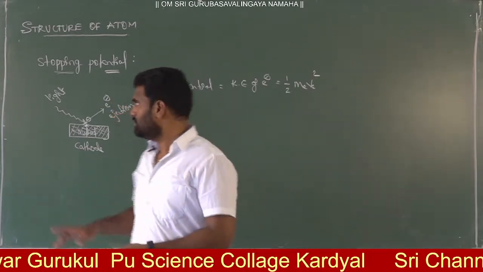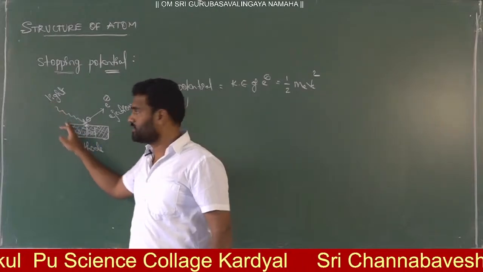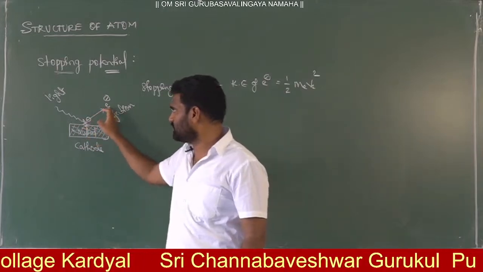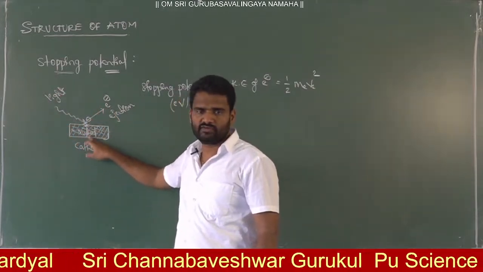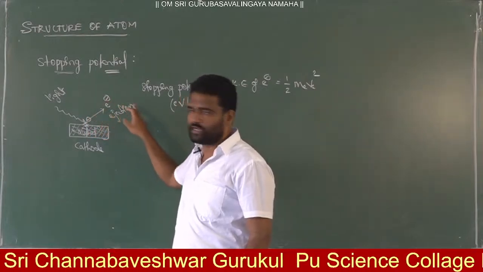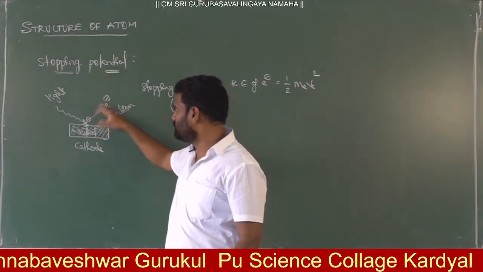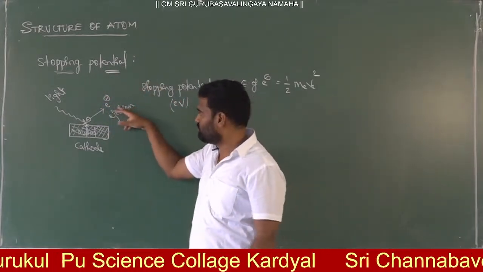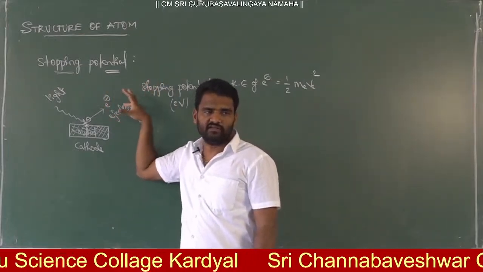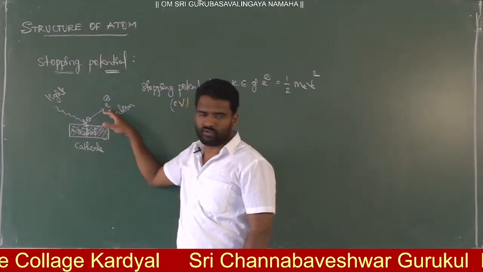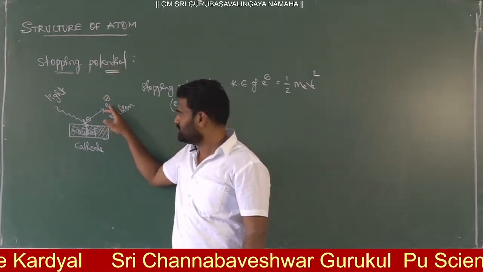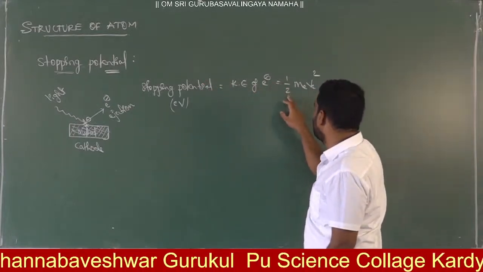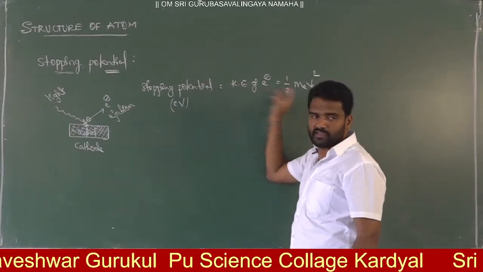Next one: stopping potential in the photoelectric effect. After passing the light, the electron will be ejected. After ejection, the energy in excess of the work function is converted into kinetic energy. Now, if I want to stop this electron motion, I have to oppose this motion. To oppose it, I have to apply some potential. The potential I apply to stop the electron is said to be the stopping potential. The stopping potential times charge must equal the kinetic energy of the electron, which is half m v square. This is what you need to understand.